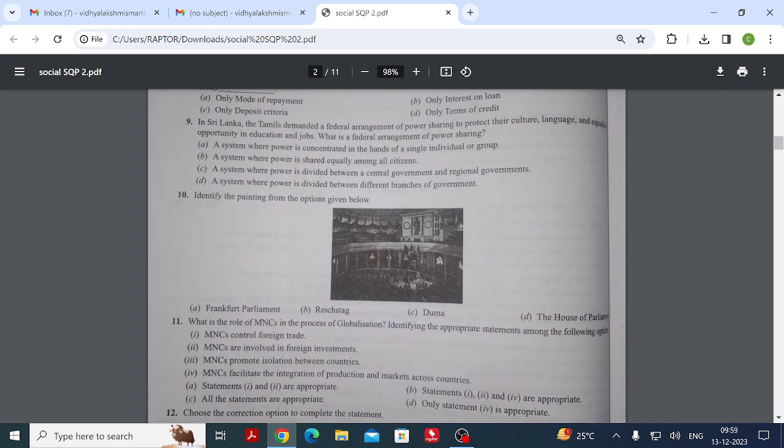9th one, in Sri Lanka the Tamils demanded a federal arrangement of power sharing to protect their culture, language and equality of opportunity in education and jobs. What is a federal arrangement of power sharing? What is a federal arrangement?